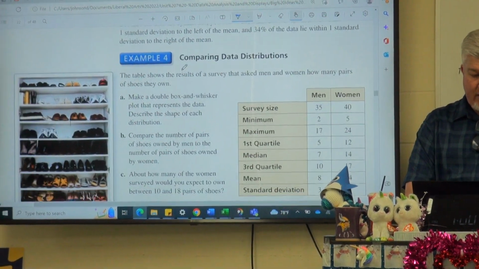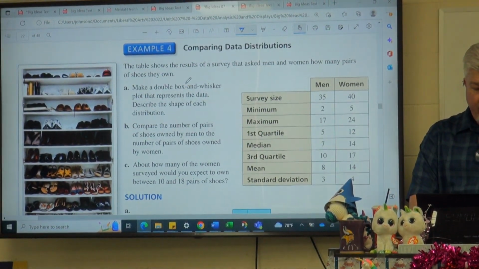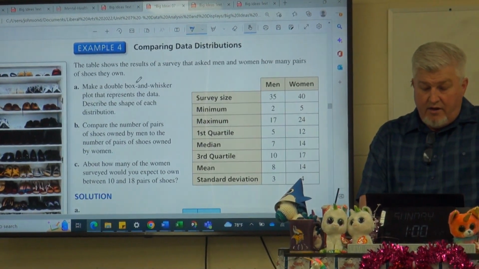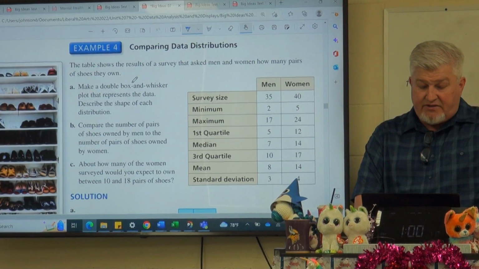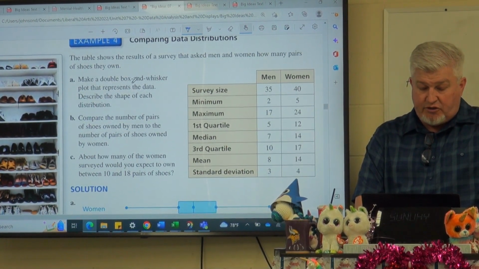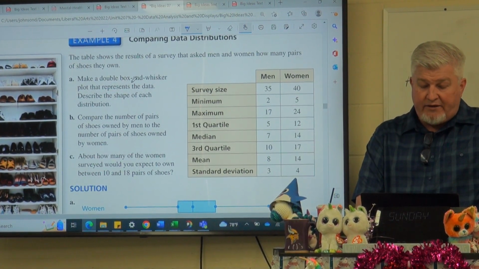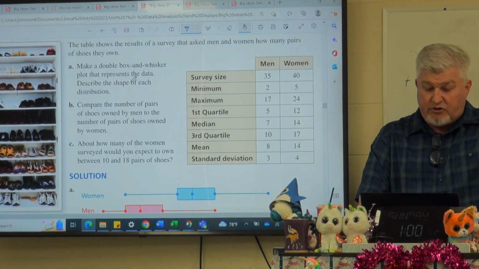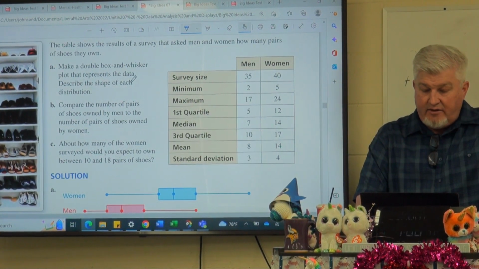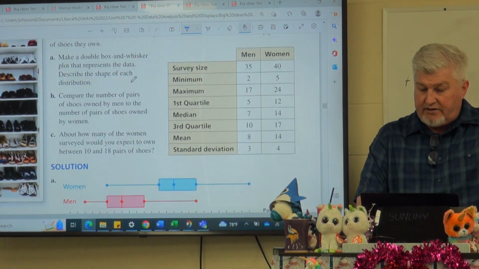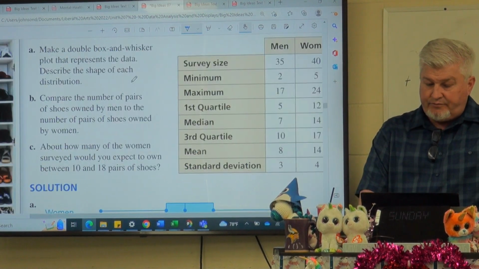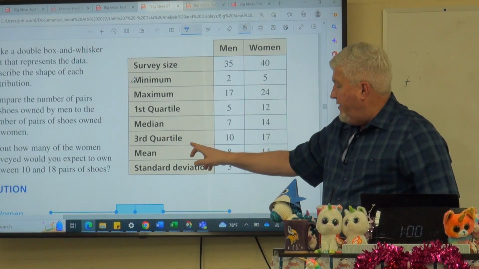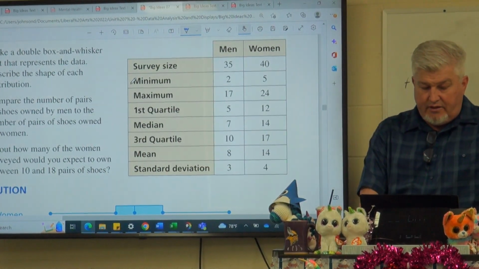So here's the one last thing I want to show you. The table shows the results of a survey that asked men and women how many pairs of shoes they own. Make a double box and whisker plot that represents the data and describe the shape of each distribution. Compare the number of shoes owned by men to the number of pairs of shoes owned by women, and about how many of the women surveyed would you expect to own between 10 and 18 pairs of shoes. So here's the table between men and women, how many were surveyed. There's their 5-number summary, in addition to their mean and standard deviation.